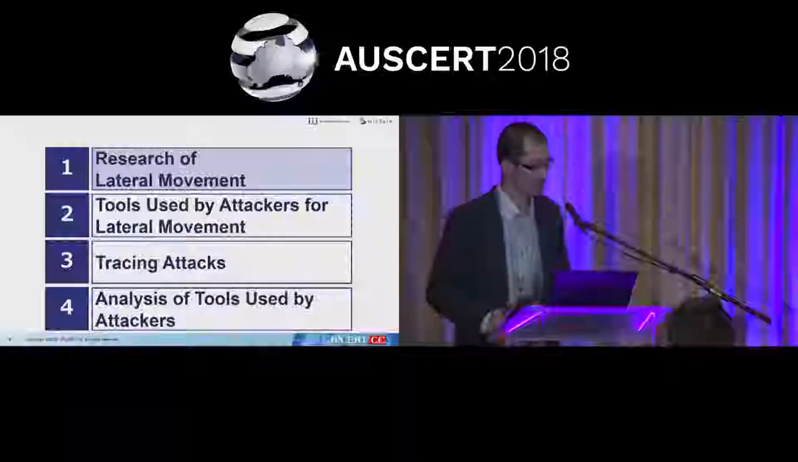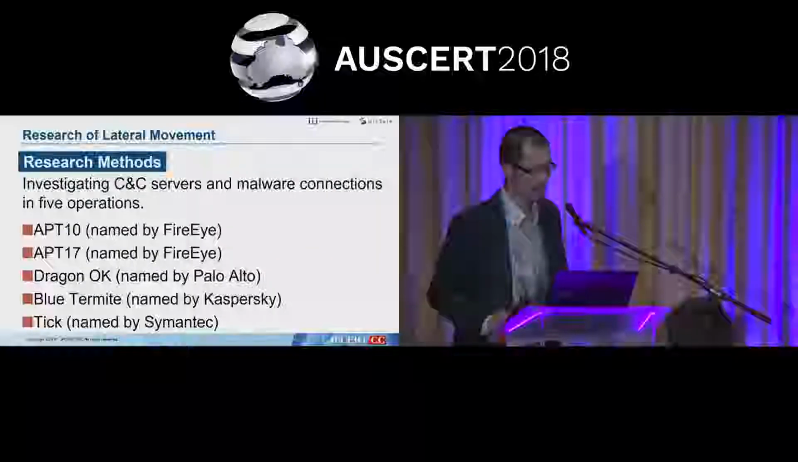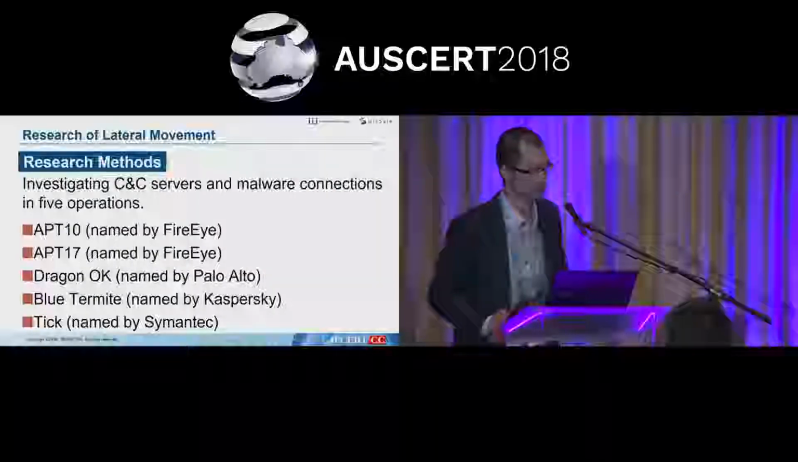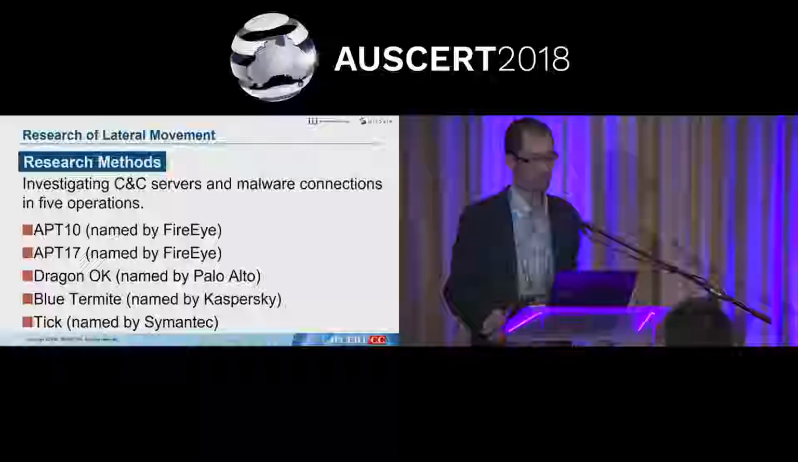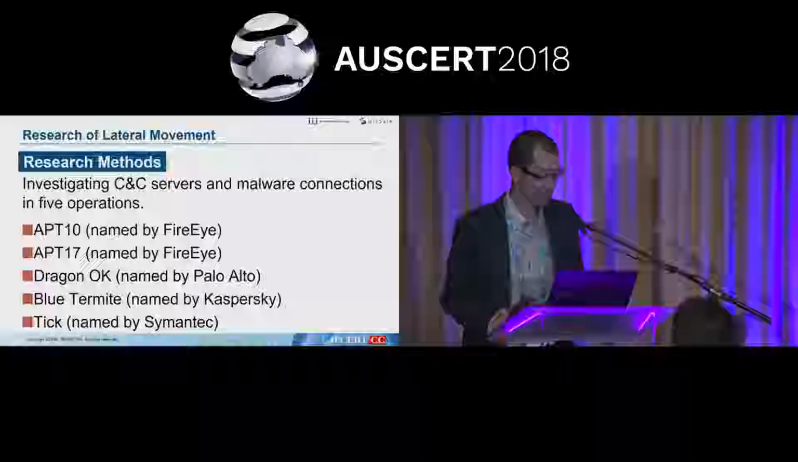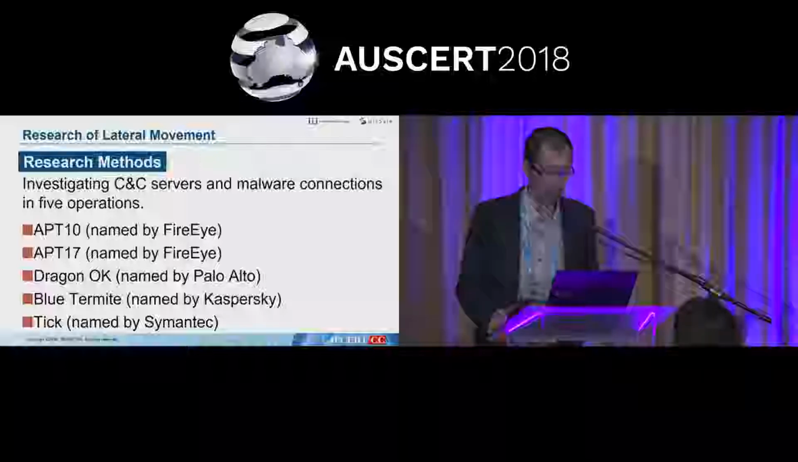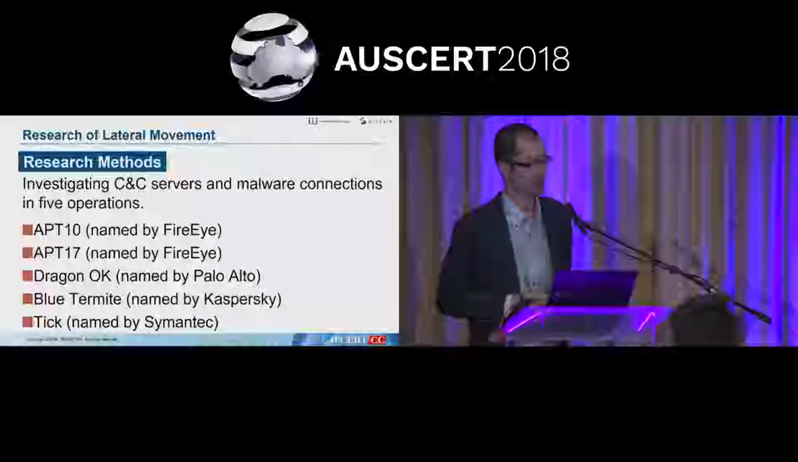First, research of lateral movement. We examined the tools used by the attacker. For this research, we used disk images of the C2 server and decoded malware communication. The forensically investigated disk images are from APT10, APT17, Dragon OK, Blue Termite, and Tick. These campaigns targeted Japanese organizations.